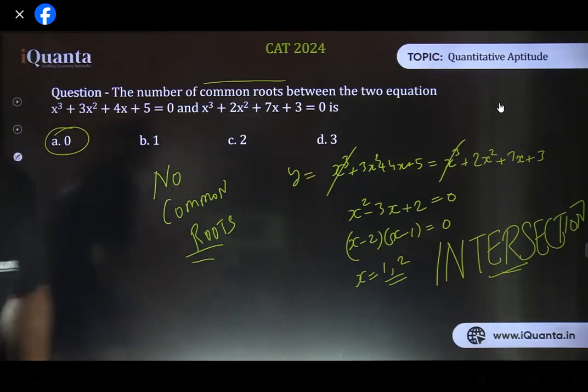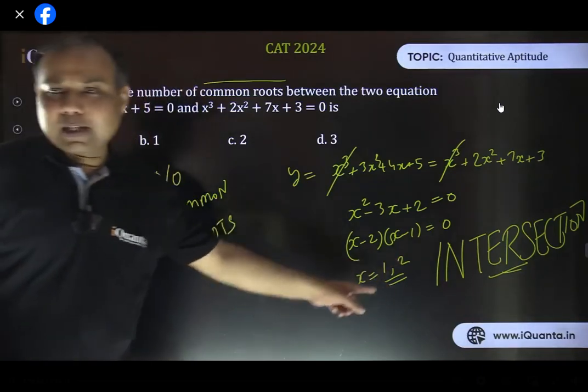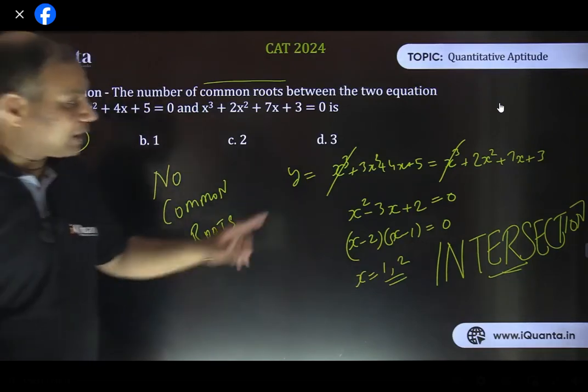समझ में आ रहा है? That's very good thing. Thank you. Yes, they were intersection points. Don't consider 1 and 2 as the roots. They may be, they may not be. That's what we have to check, whether they are roots or not.